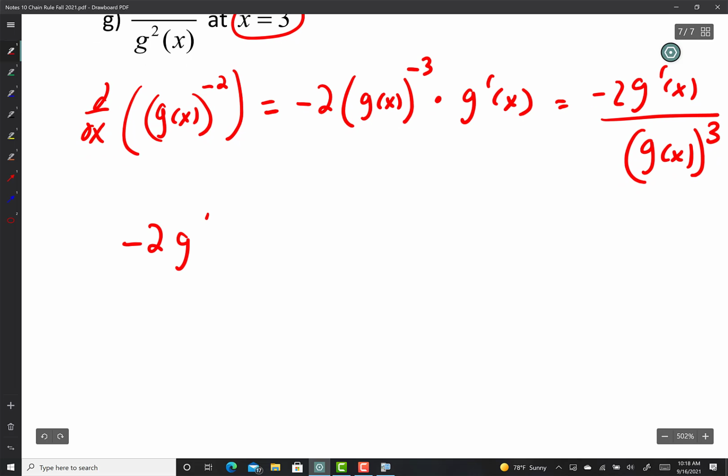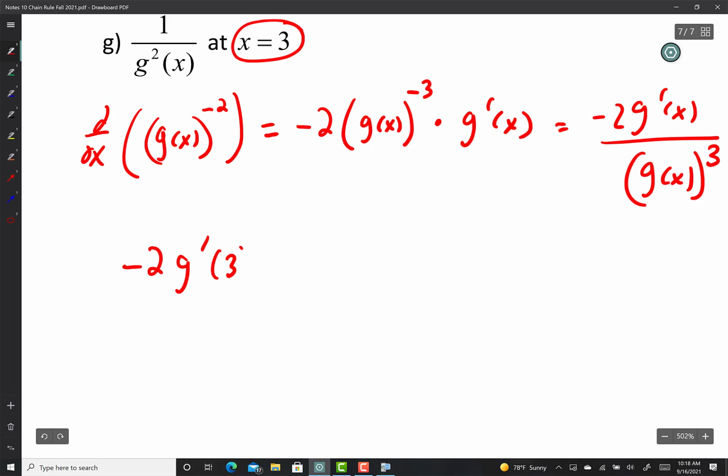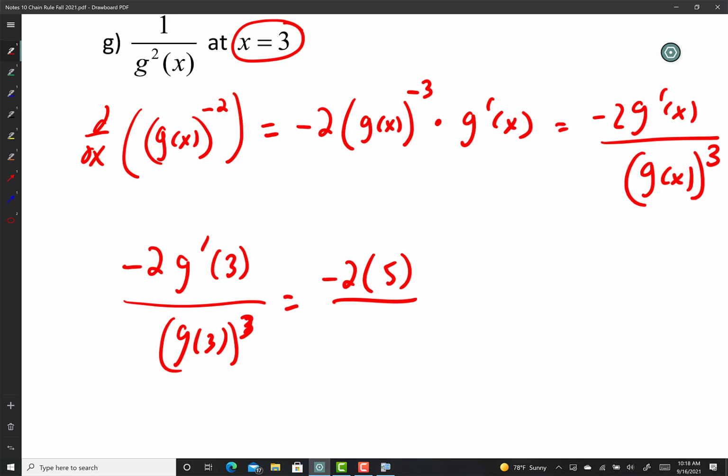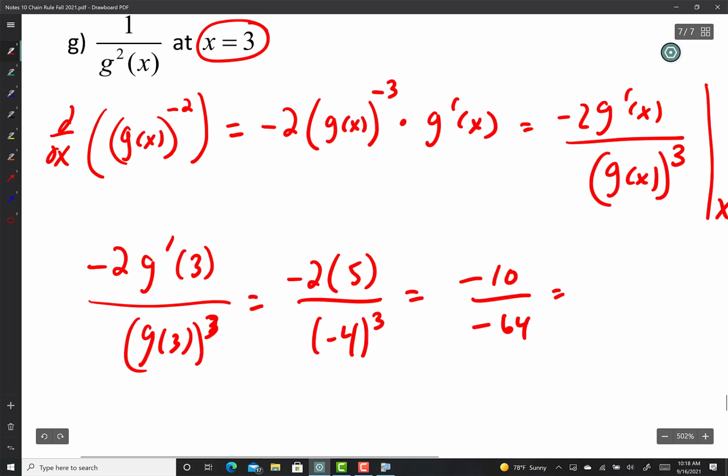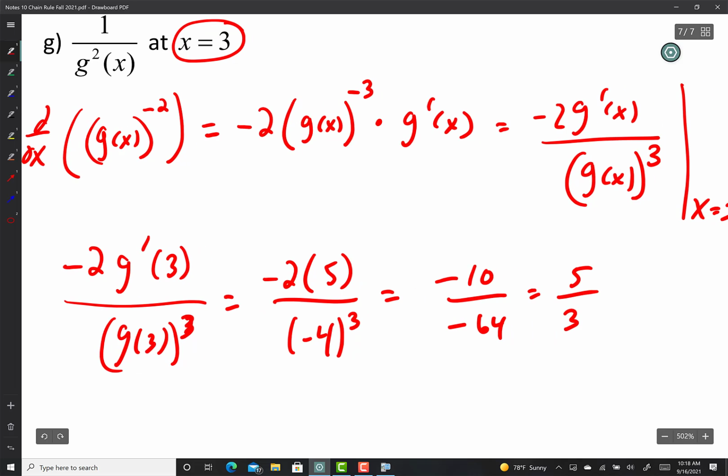-2 g prime of 3 over, yeah, thank you. I'm going to put that number in a little bit. G of 3 to the third power. So -2. What is g prime of 3 again? 5? 5 over, and then what is g of 3? -4 to the third. So -10 over -4 times 4, 16, 16 times 4, -64. So that reduces to 5 over 32. Positive. How do we feel, guys? Okay. Let's keep going.